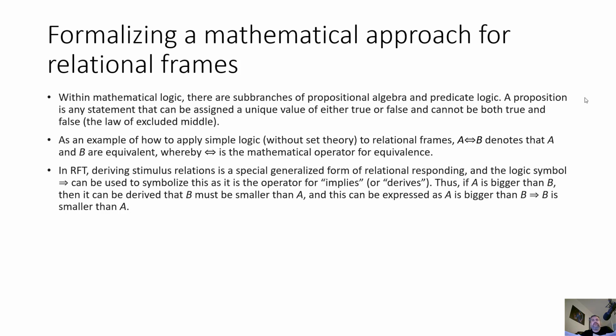So in RFT, derived stimulus relations is a special generalized form of relational responding, and the logic symbol, this little arrow here, is literally the logical operator for implies or derives. So you could say, thus, if A is bigger than B, then it can be derived that B must be smaller than A. That can be expressed as: A is bigger than B, that's one proposition, and then this implies or derives B is therefore smaller than A. So you can literally use this symbol for derives. The technical word in logic is implies, but derives works well.